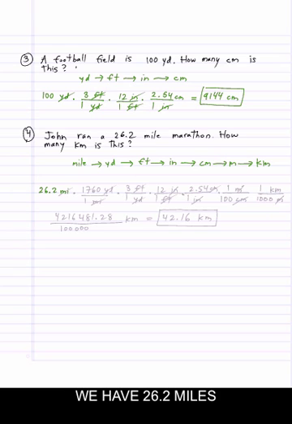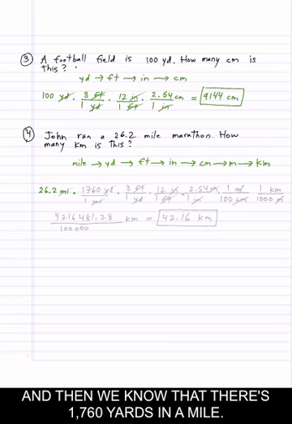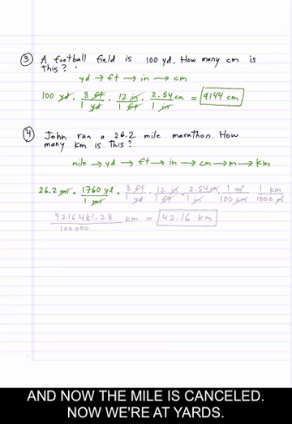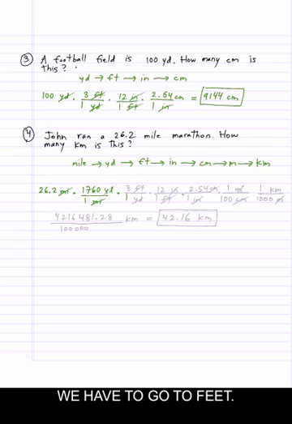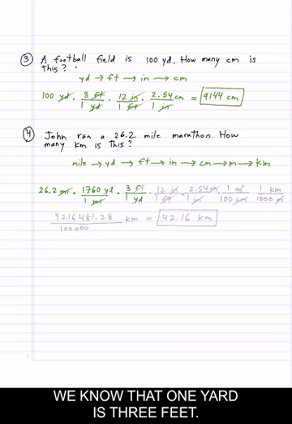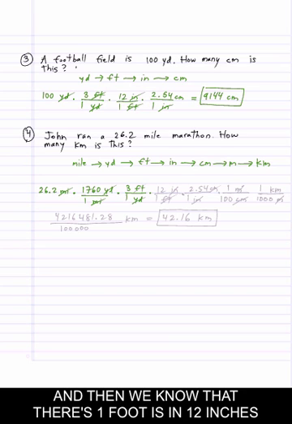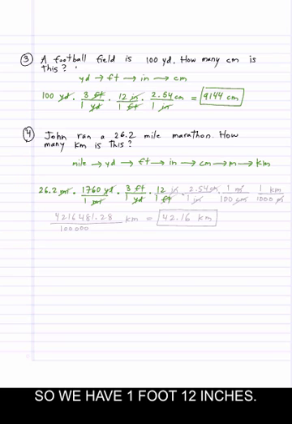26.2 miles, and then we know that there's 1,760 yards in a mile. And now the miles cancel. Now we're at yards. We have to go to feet. We know that 1 yard is 3 feet. And then we know that 1 foot is 12 inches. So we have 1 foot, 12 inches.